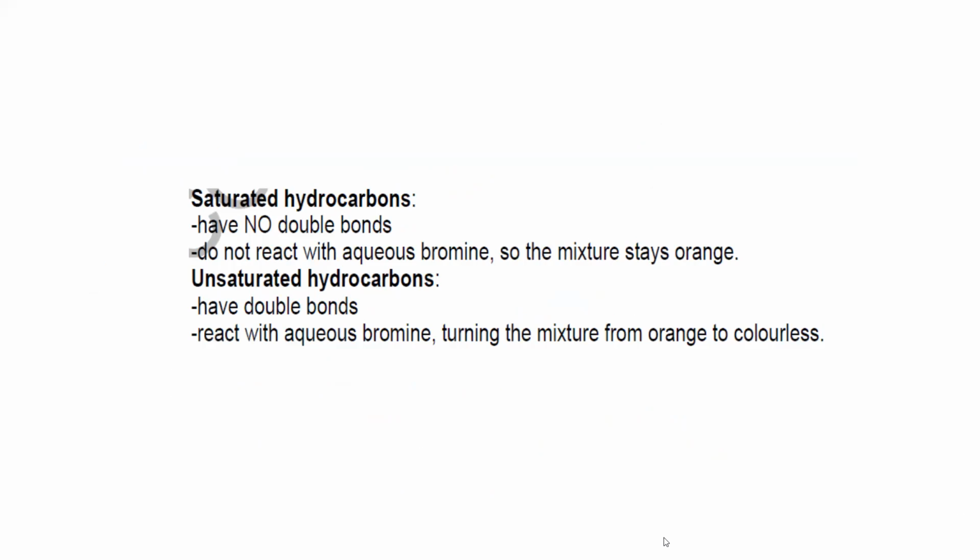So what is the difference between saturated and unsaturated hydrocarbon? Saturated hydrocarbon means between carbon-carbon there's a single bond, and unsaturated means between carbon-carbon there's a double bond. Saturated hydrocarbons do not react with bromine, and unsaturated hydrocarbons react with bromine, and it will turn from orange to colorless. Aqueous bromine is orange, bromine itself is red-brown. So this is a test to distinguish between saturated and unsaturated hydrocarbon.